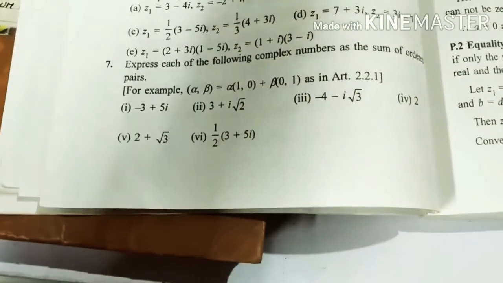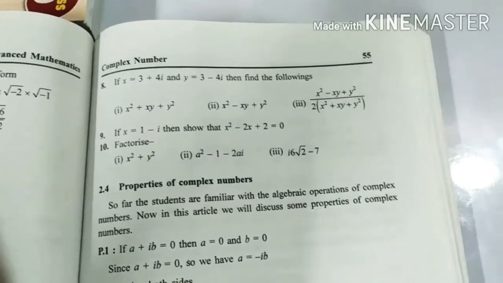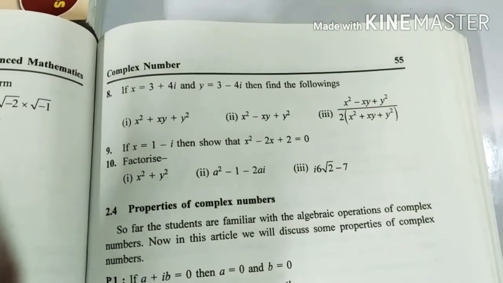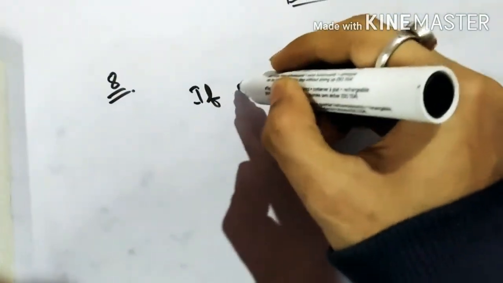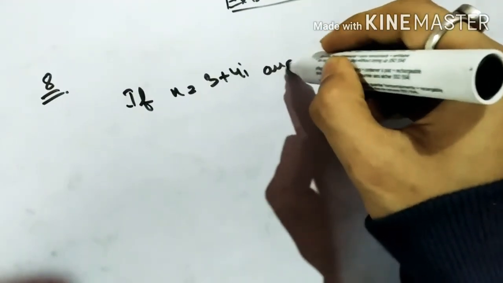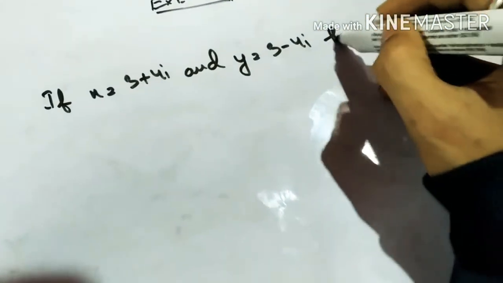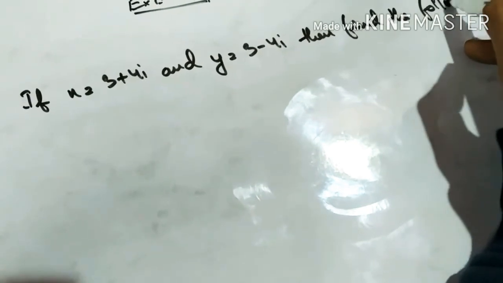So the rest, 5 and 6, you can try by yourself. Next we will go to question number 8. If x is equal to 3 plus 4i and y is equal to 3 minus 4i, then find the following.